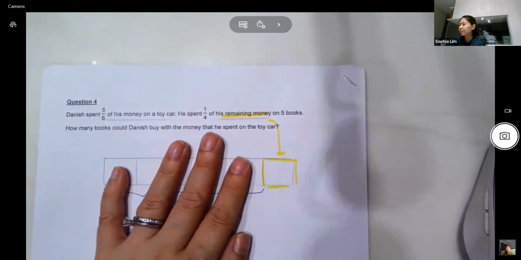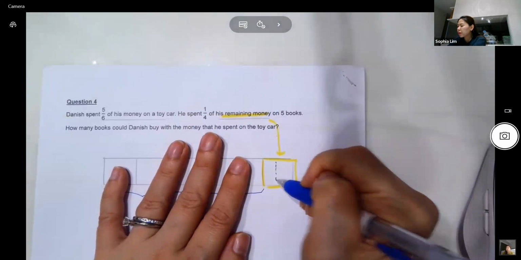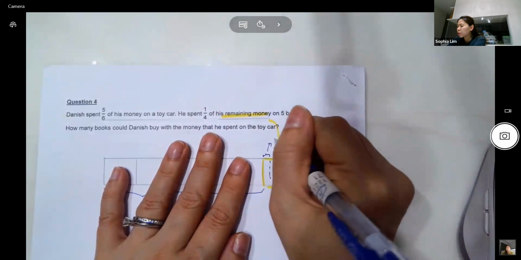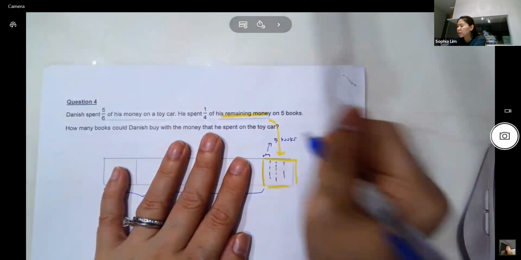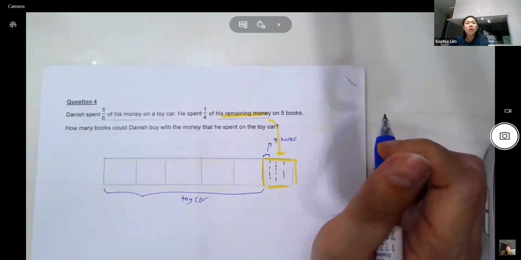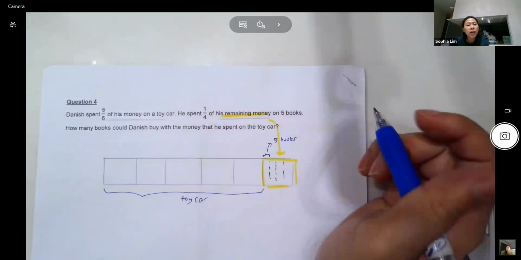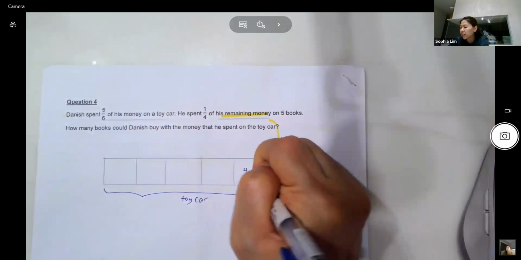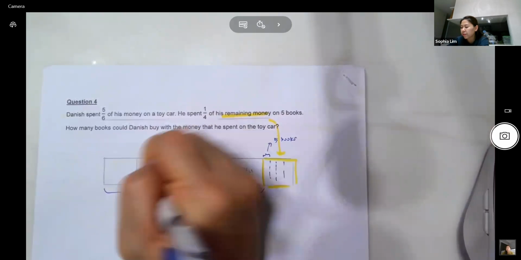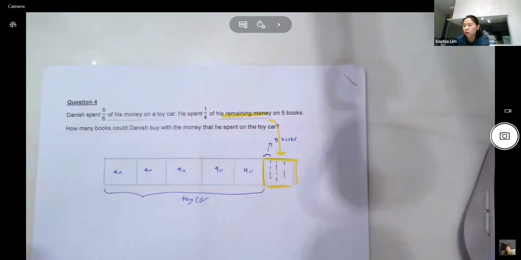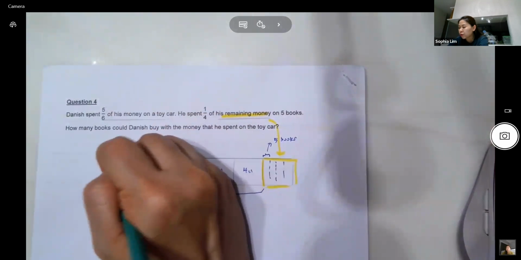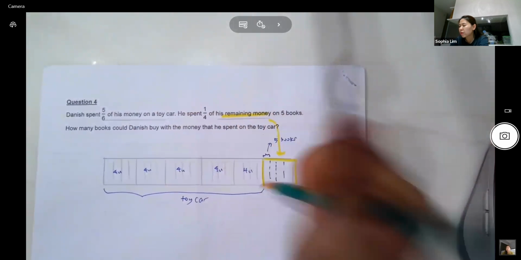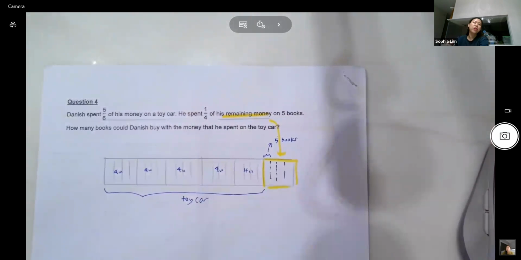Correct, you cut. You cut into 4, and you say that this one is used to buy 5 books. So what happened to the rest of the unit? Do I need to cut as well? Yes, you do. You cut into 4 as well. Either you write the 4 units inside, or you cut it also to show that all the units are the same size.